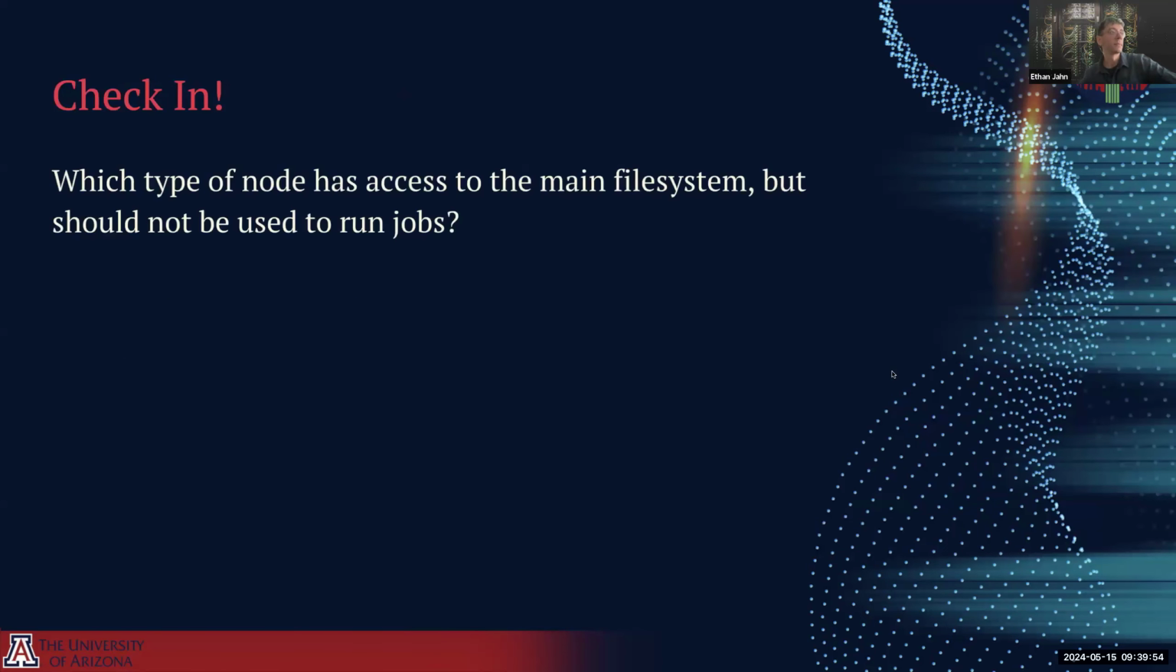So let's do a quick check-in. Which type of node has access to the main file system, but should not be used to run jobs?